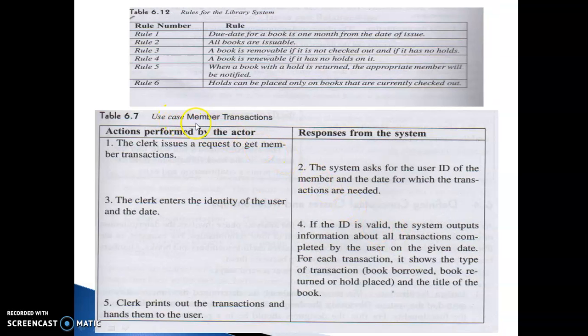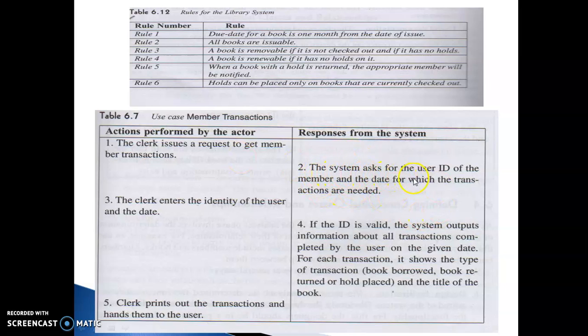Okay. Use case member transaction. Member transaction is nothing but whatever transaction you do: the clerk issues a request to generate member transaction. What all transactions you have done, that is how many books you have taken, those transaction details it will give. The clerk issues a request to get member transaction. For a member transaction, suppose I am a member of a library, my id should be given as an input. That is what is in the response section.